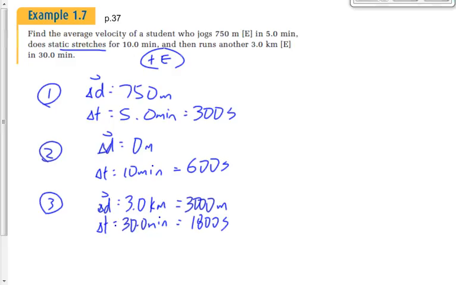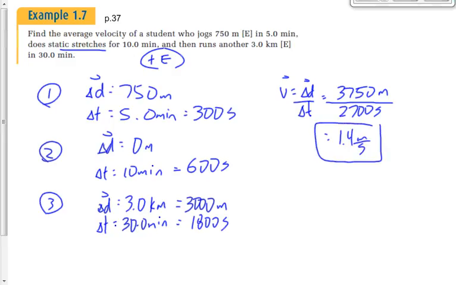Now to find the average velocity, we're going to say delta d over delta t, because that's always what we use to find the average velocity. The displacement would be 750 plus 0 plus 3,000. And the time here would be 2,700 seconds, 300 plus 600 plus 1,800. Do the math there, works out to be 1.4 meters per second. And since we define east as positive, we recognize that that means to the east. Right?